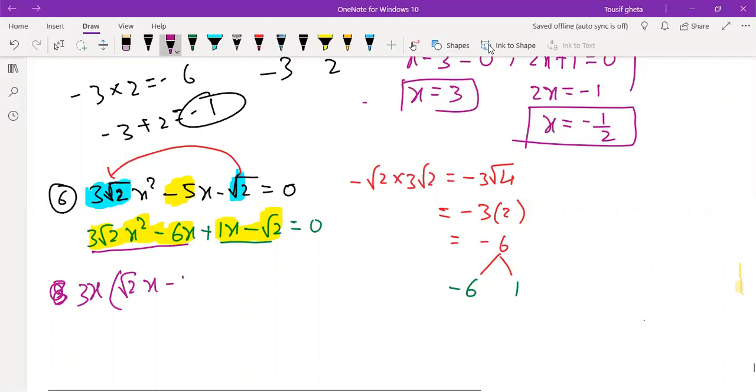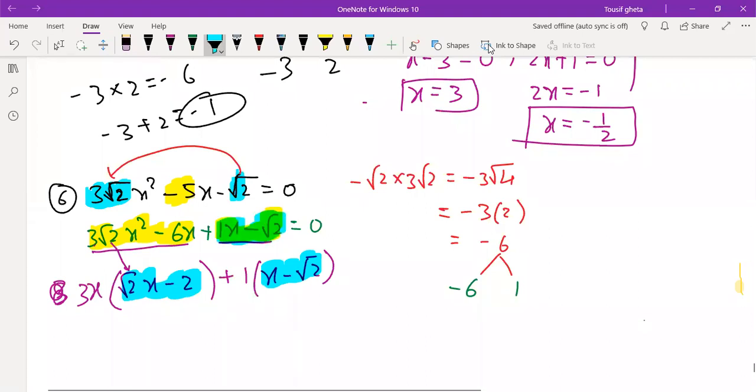Here 3x common, so root 2 remains and x remains and 3 twos are. But here when I see the common is 1, nothing is common, so x minus root 2. You can see these both are not the same. Not the same. So I feel that there is some mistake. Here I can't make any mistake, because it is very simple. This is absolutely right.